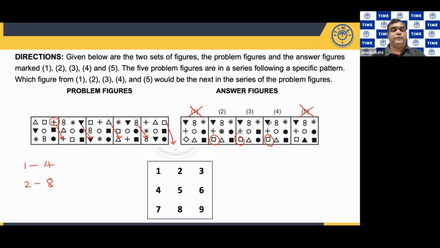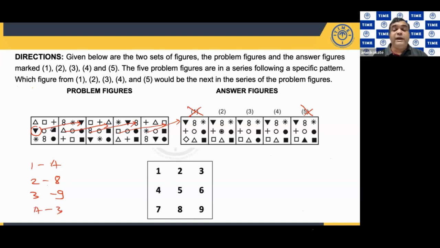Next. Fine. So 1 goes to 4, 2 goes to 8, 3 goes to 9. Where the fourth element goes, look at this triangle goes over here. This 8 goes over here. Square goes over here. Star should be at that corner. Option 1 and 5 already gone. Star at that corner, all the options 2, 3, 4 are there. Is that okay? So 4 goes to 3.